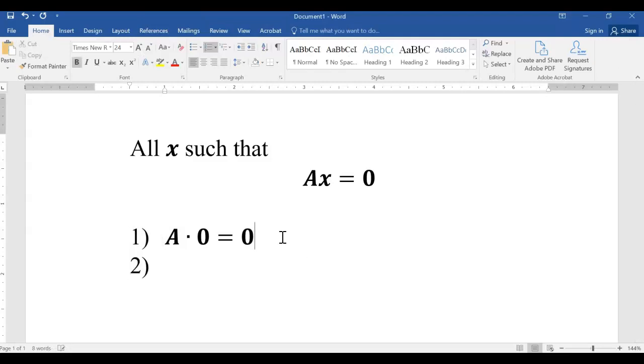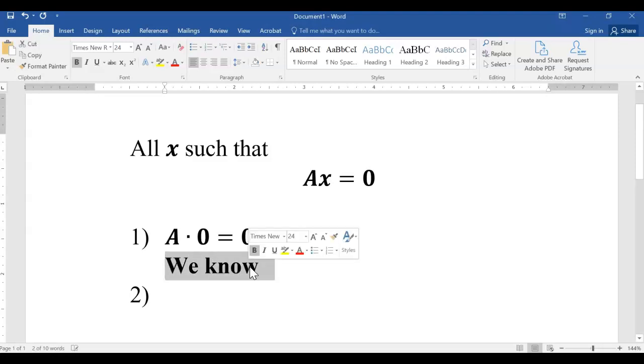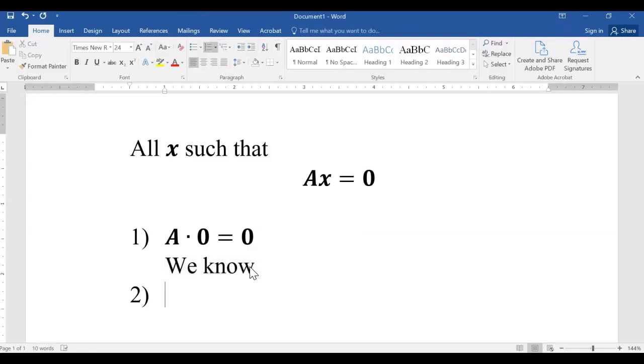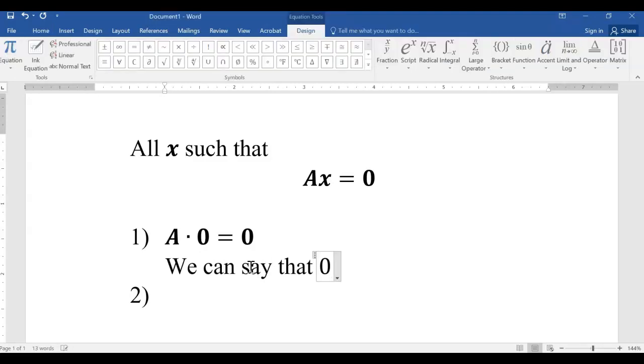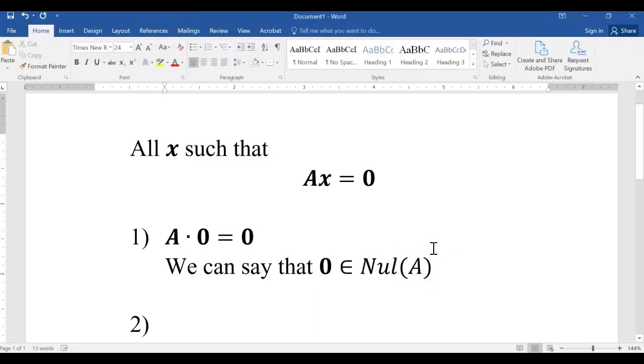So because of this property, we can say that the 0 vector is in the subspace called the null space of A. All right, no matter what matrix we chose, the 0 vector is going to be in the null space. All right, so the 0 vector is in there.